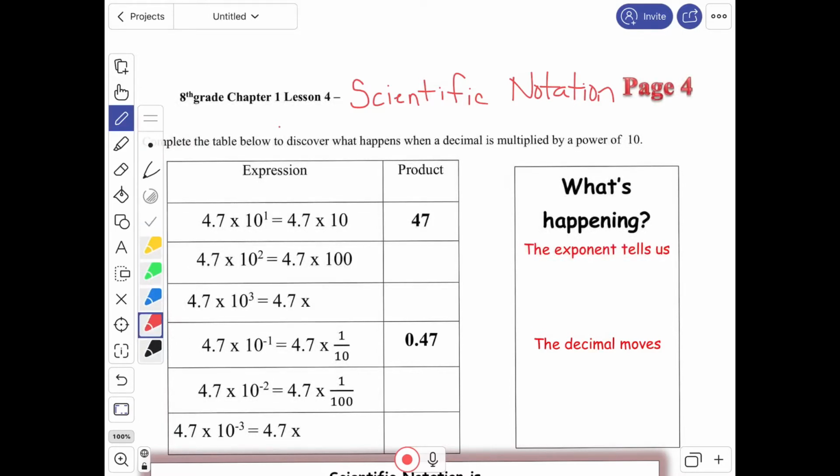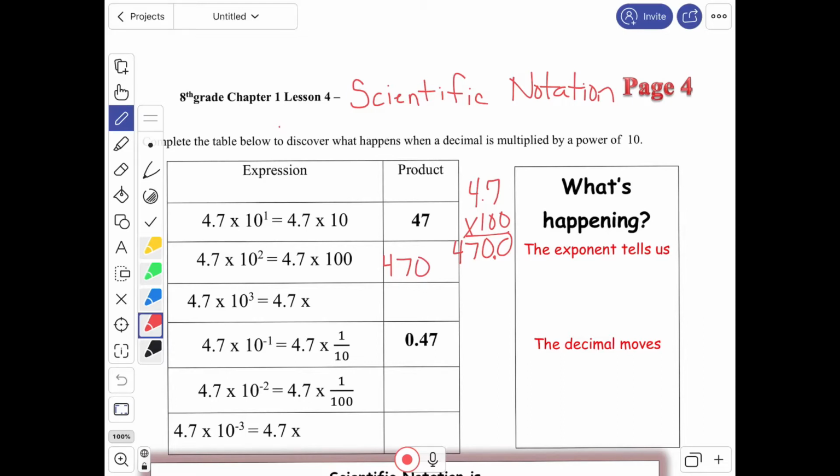For the next one, it says 4.7 times 10 to the second, which would be 4.7 times 100. So we would multiply 4.7 times 100. That would mean I'd put two zeros down after the 7 and the 4. And it's got one decimal space in the problem, so I need one in my answer, one space over. So that would be 470.